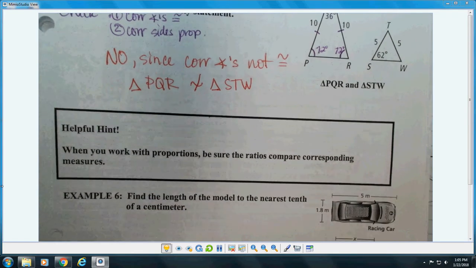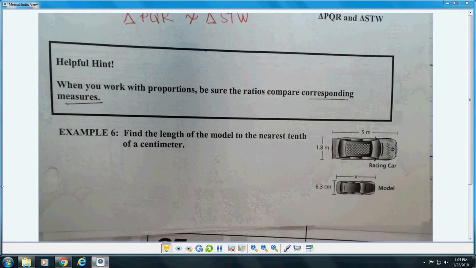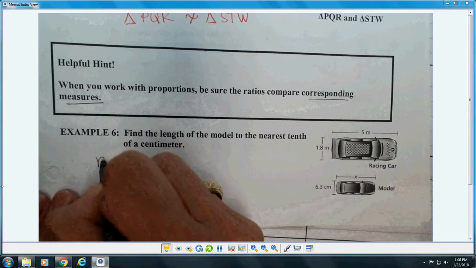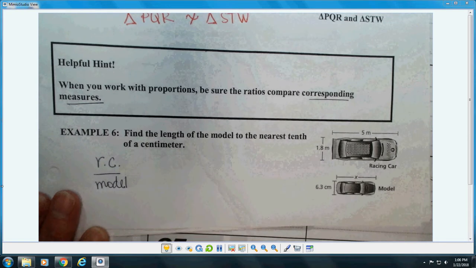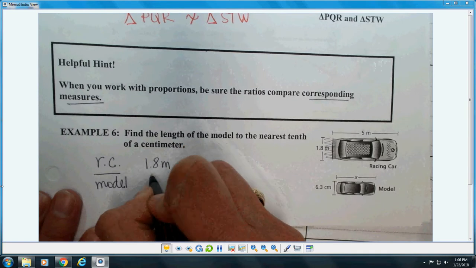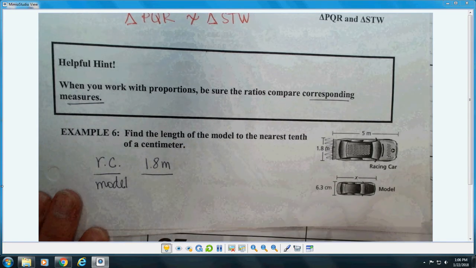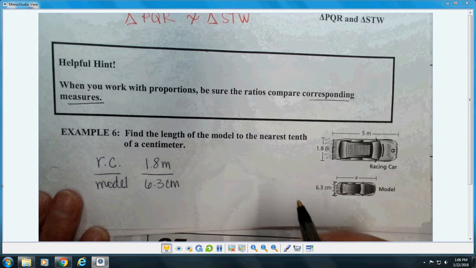All right, so a helpful hint. When you work with proportions, be sure the ratios compare corresponding measures. Okay, so in example 6, it says find the length of the model to the nearest tenth of a centimeter. So if I'm looking at this, I have my racing car and I have my model. All right, so this side, or the back of my car, it's 1.8 meters over its corresponding piece on my model, the back of the car, is 6.3 centimeters.